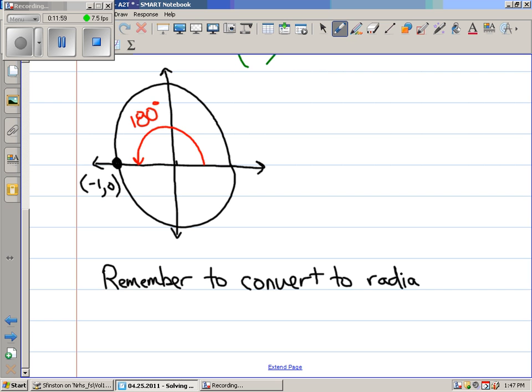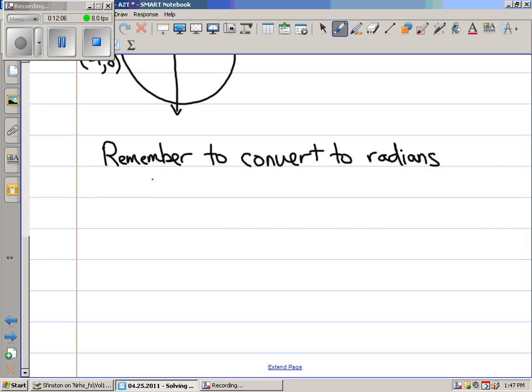Remember to convert to radians. How do you convert to radians? Does anybody remember? What do we got to multiply by? Yeah, we're going to be multiplying by pi over 180.